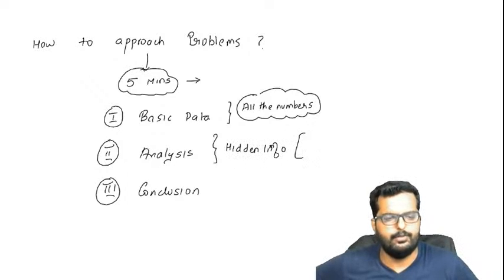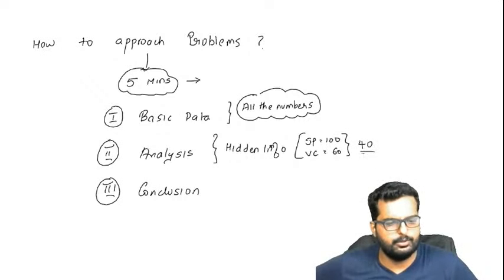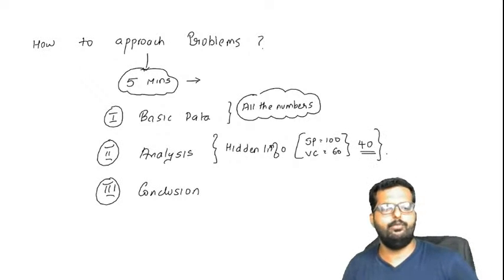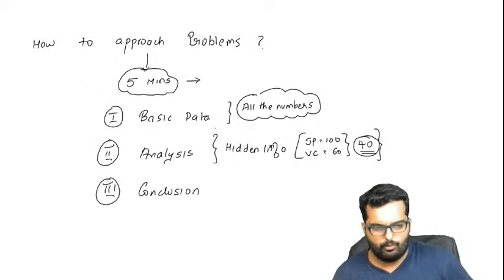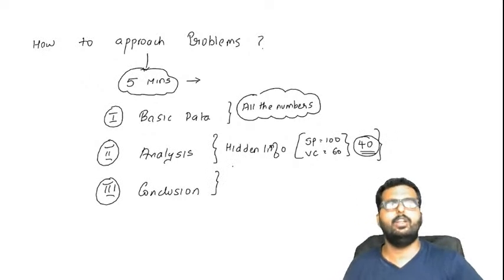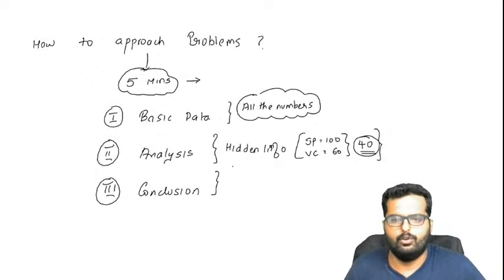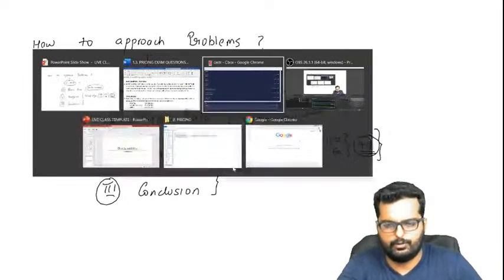For example, if in the question they have given selling price is 100 and the variable cost is 60, how much contribution will you get? It will be 40. This 40 will be a hidden information. So once you get this, we can easily go and give the conclusion also. Can you write this down in your books now, friends?